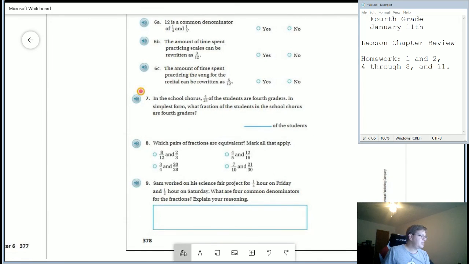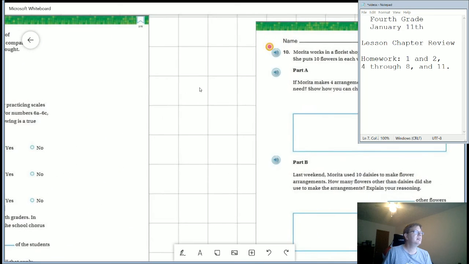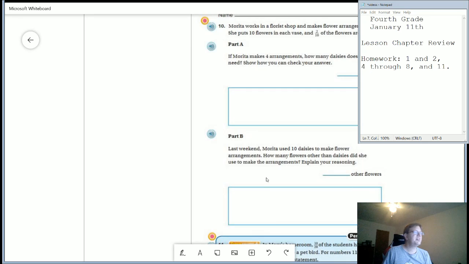I am crossing through number 9. I believe I mentioned that. Yeah, so we're dropping number 9. We're dropping number 10. Number 10 is really long. The first step is really easy. Some people get confused on the second step.